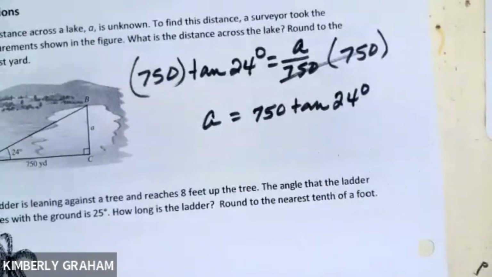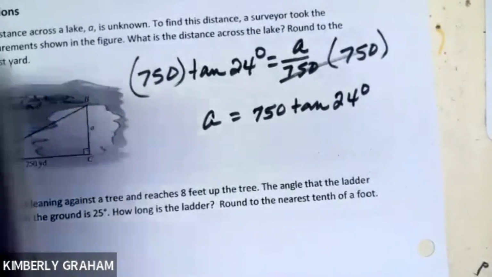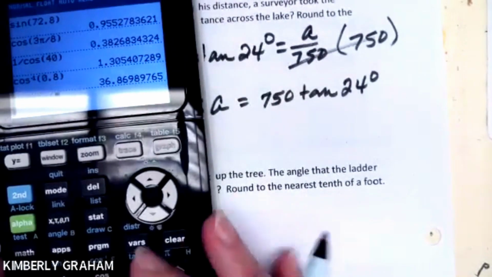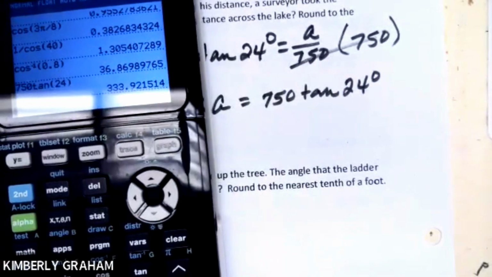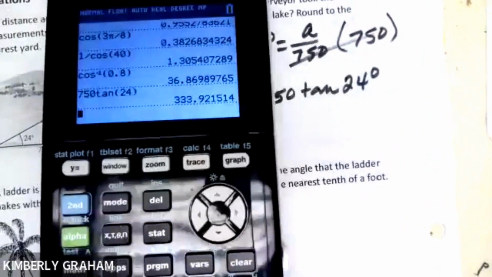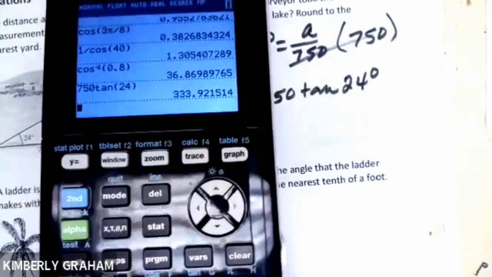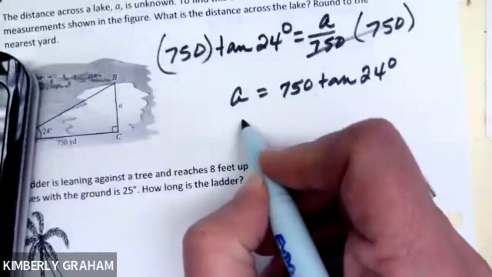I just need to stick that in my calculator. 750, the tangent of 24 degrees. And to the nearest yard, that's 334 yards.